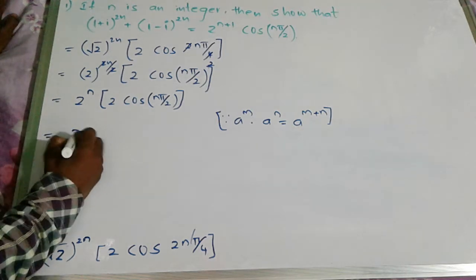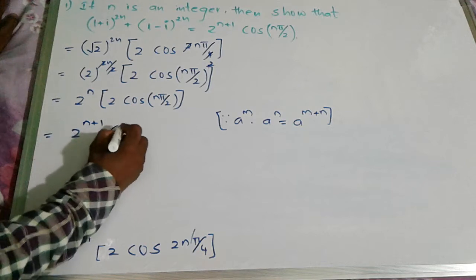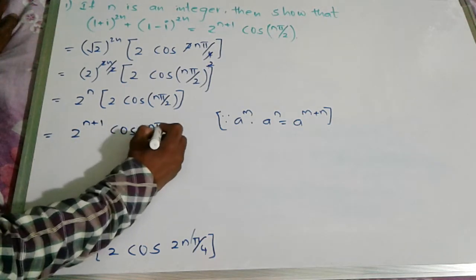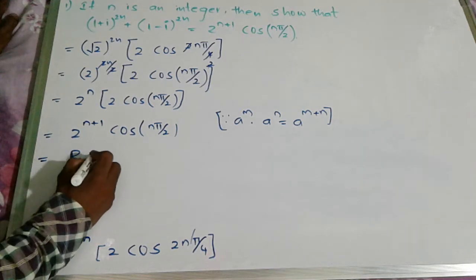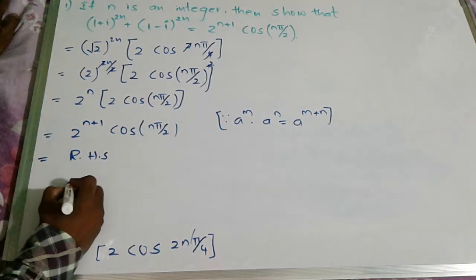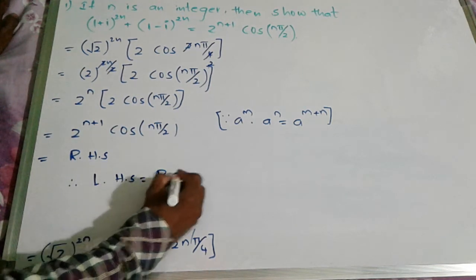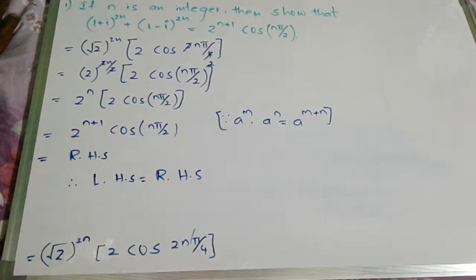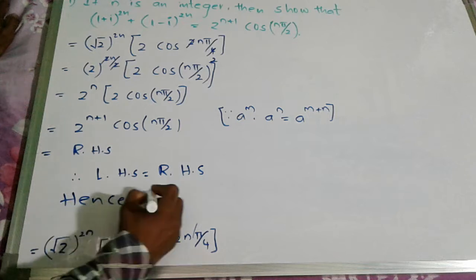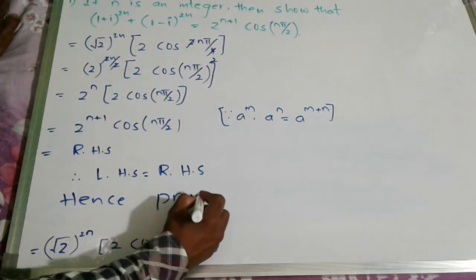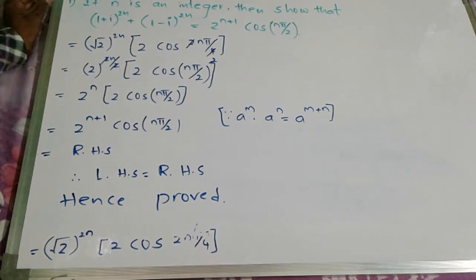So 2 power n plus 1 cos n pi by 2, which is equal to RHS. So therefore LHS equals RHS. Hence proved. And this is the solution for the first question.